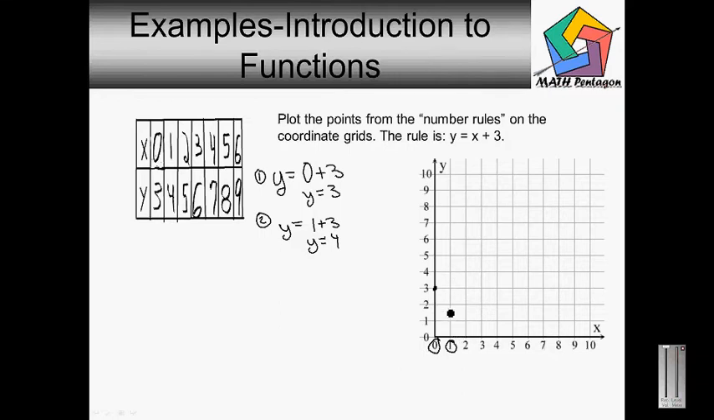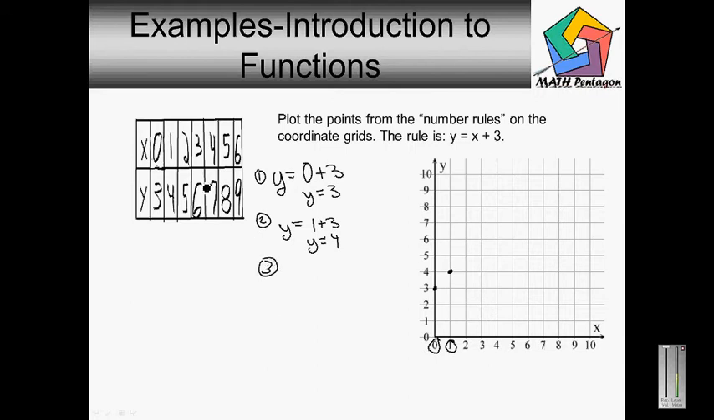So we go up to y, and we plot the point right here because it hits the y-axis, the 4. Okay, so we plot the point right there, so that would be the x-axis would be 1 and the 4 would be the y-axis.